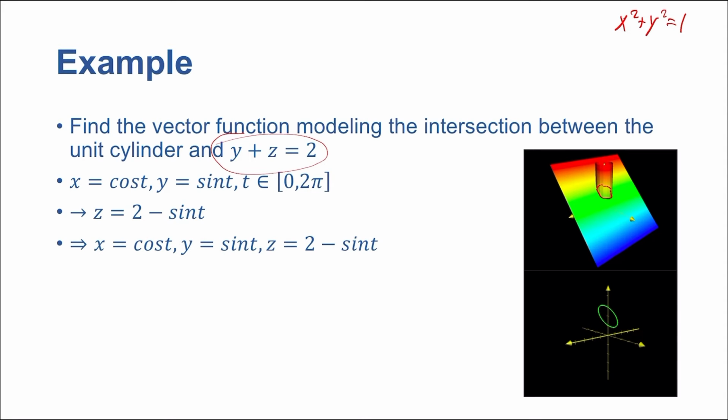Now we can plug this into our final parameterization such that x is equal to cosine of t, y is equal to sine of t, and z is equal to 2 minus sine of t. And finally, we can create our vector function such that our vector of t is equal to cosine of t, sine of t, and 2 minus sine of t.